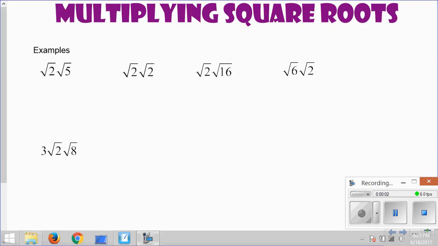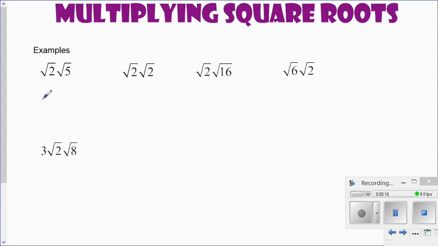Okay, so I'm going to review how we multiply square roots. It's actually pretty simple. If we're going to take this first example, the square root of 2 times the square root of 5, all you have to do is multiply the two numbers and then keep them underneath the square root. So 2 times 5 is 10.